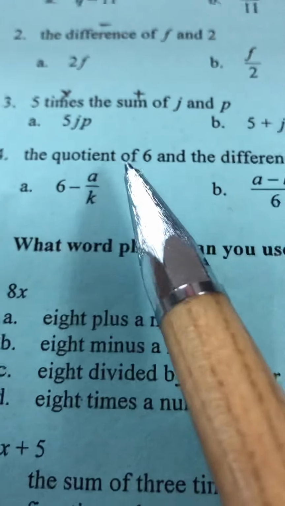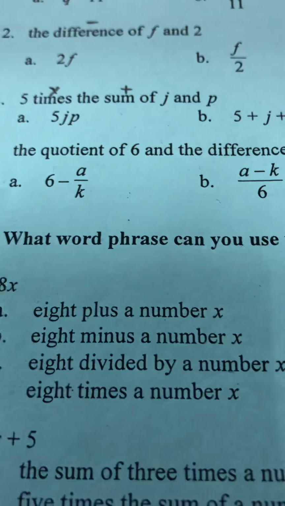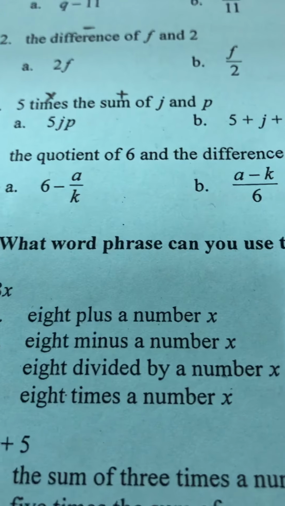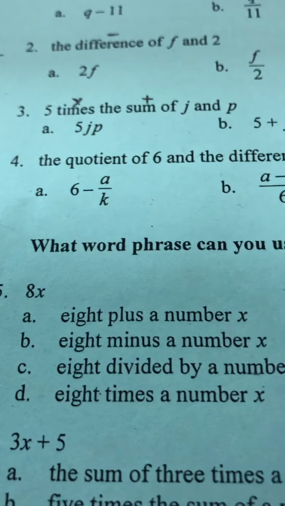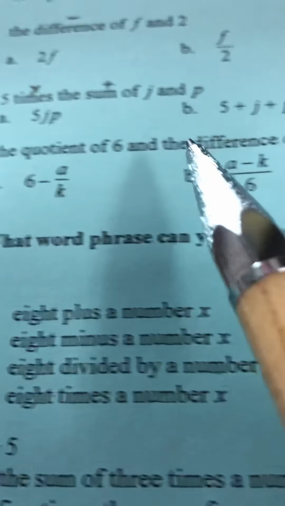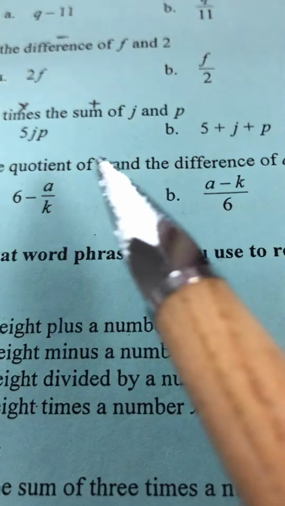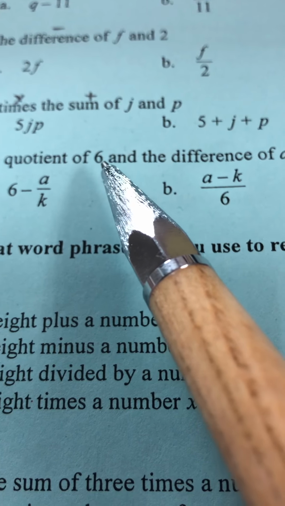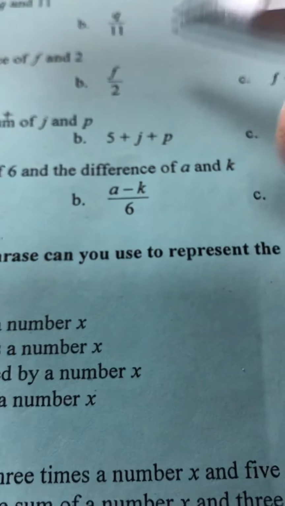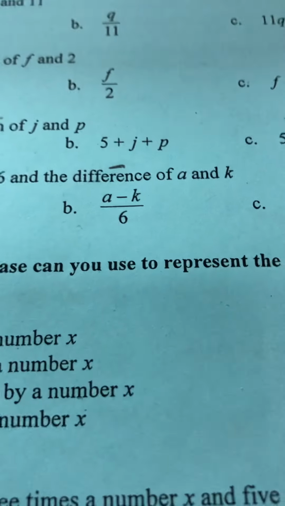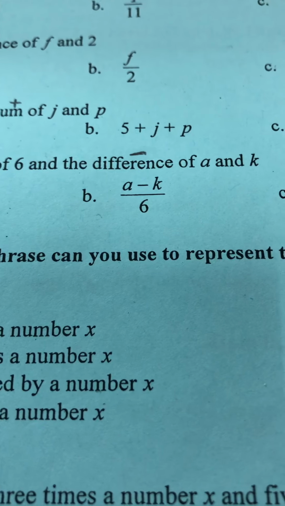Number 4, the quotient. And hopefully you're pausing this as needed because I'm just reading through it. I don't know how long it's going to take you to think through these, so pause it and take your time. Number 4, the quotient of 6 and the difference of A and K. So you're going to have 6 on top and then the difference of A and K on the bottom. Okay, difference is minus.